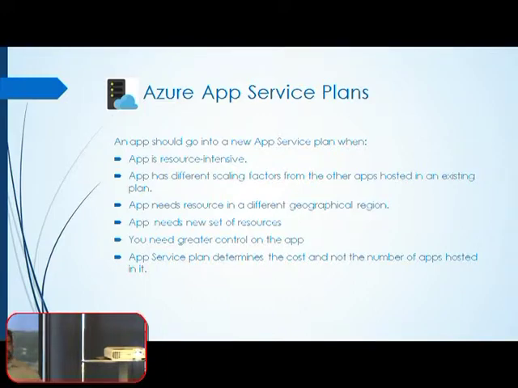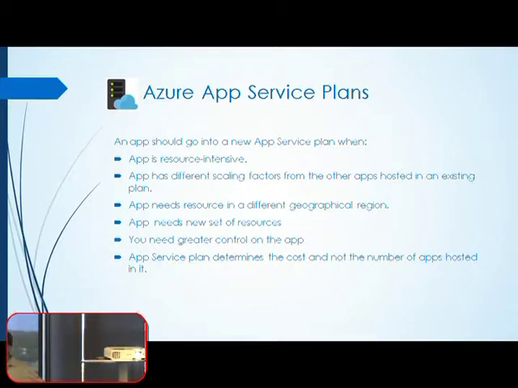I'm going to show how we can do that, but before we jump onto a demo, it's important to understand that when we are going to create an app service, we are going to define an app service plan. We have an option to create a new one, or we can choose an existing service plan. So whenever we choose to create a new service plan, we should understand that the app should be resource intensive. It should have scaling needs different from the other applications. It should be in a different geographical region from the existing service plan.